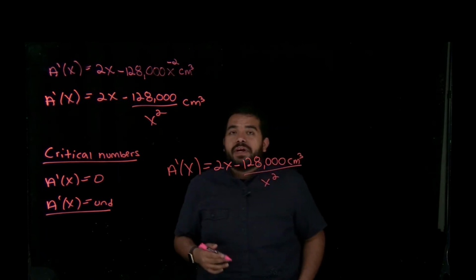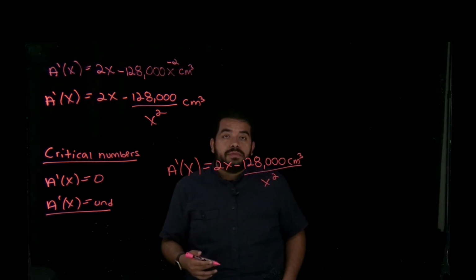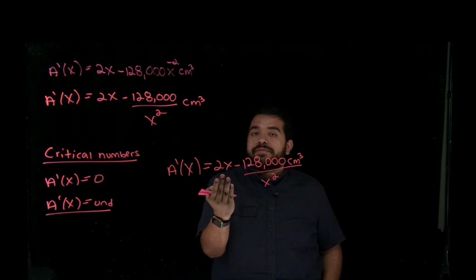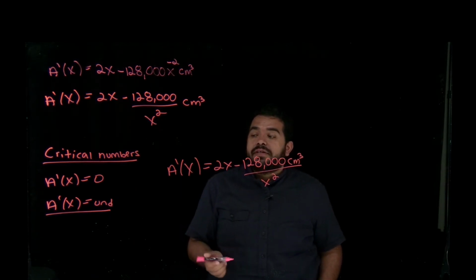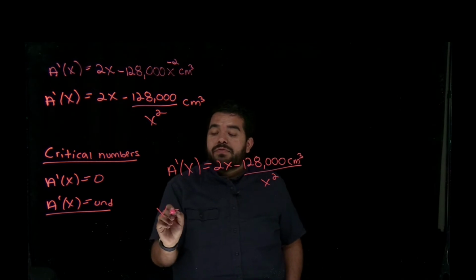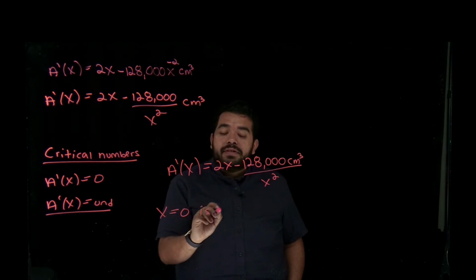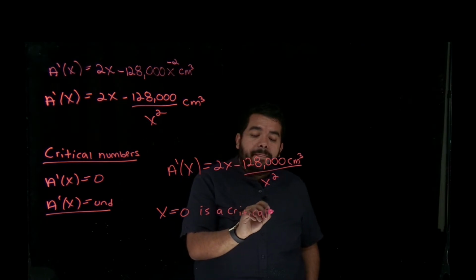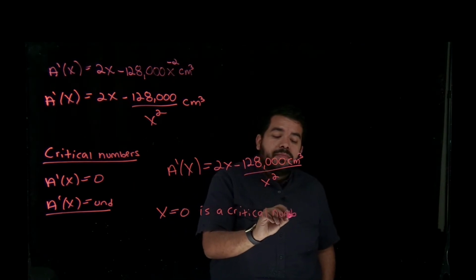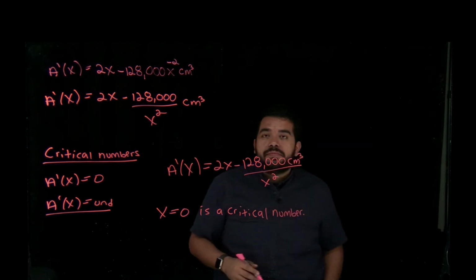So if you notice here, what happens when you plug in x equals 0? Well, if x is equal to 0, this is fine, we get 0, but here we get something that is undefined. So that means x equals 0 is a critical number.